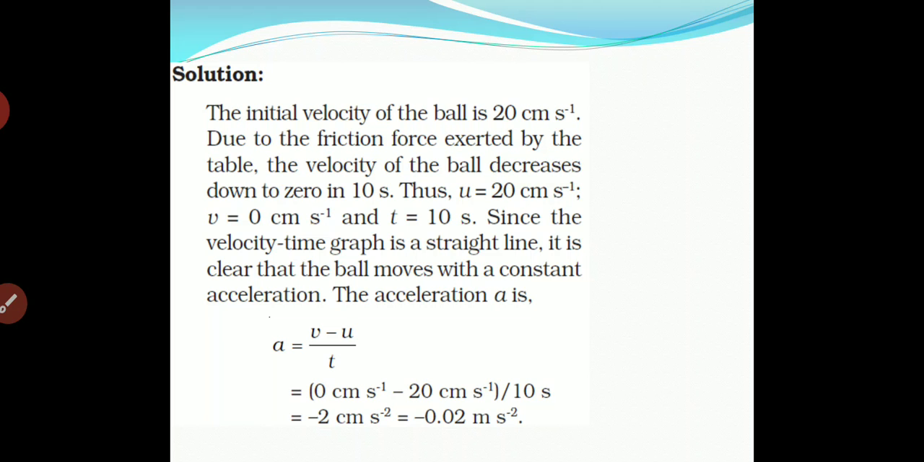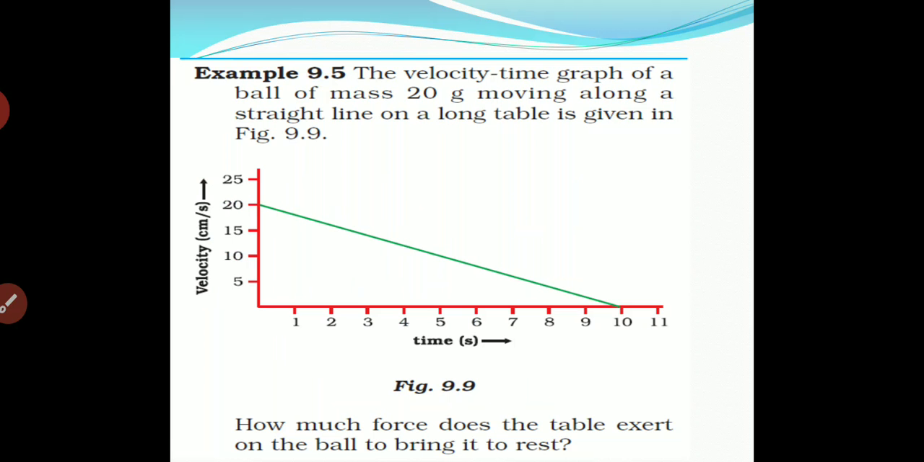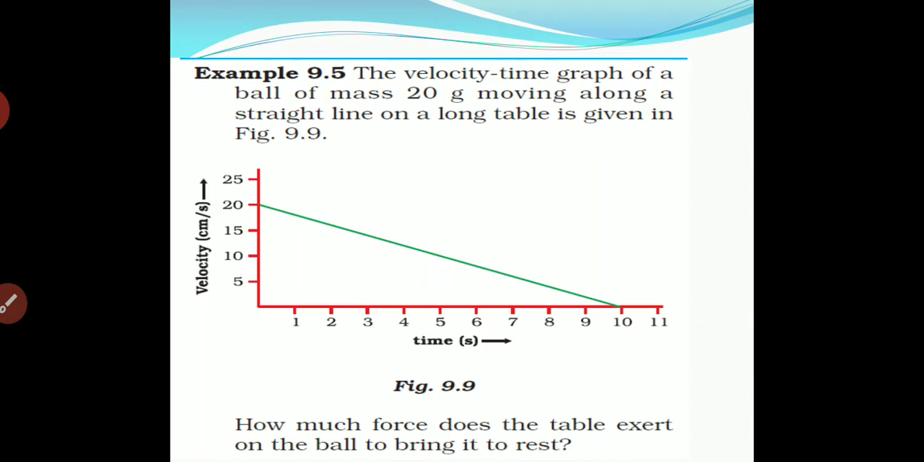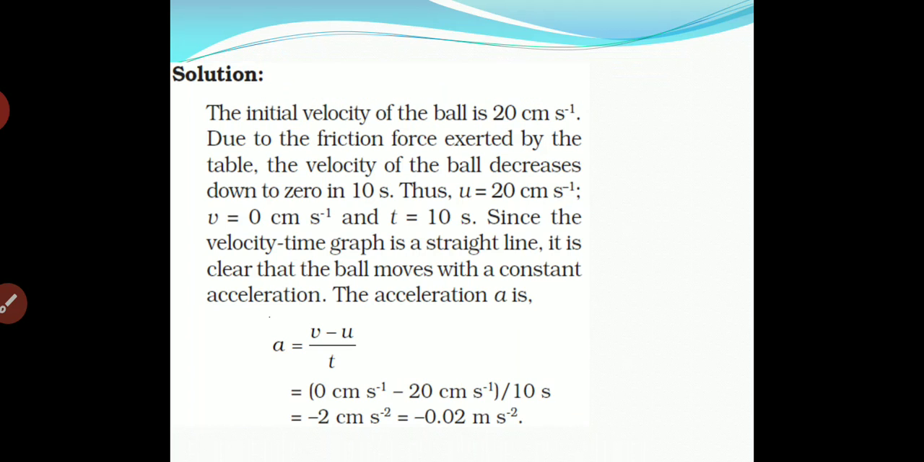Thus the initial velocity is 20 centimeter per second, and here our final velocity is 0 centimeter per second, because it is stopping, that's why, and the time is 10 seconds. So finally the ball will be at rest. Since the velocity time graph is a straight line, it means the ball moves with constant acceleration. The acceleration a is v minus u upon t. Okay, from the graph we can find out that the acceleration is constant.